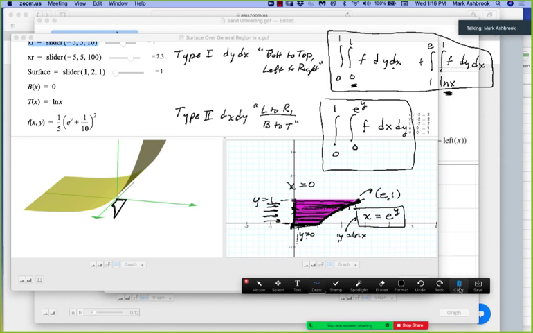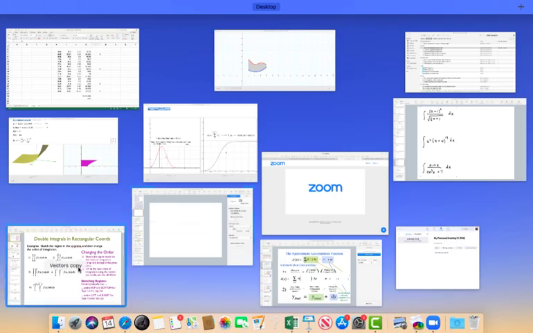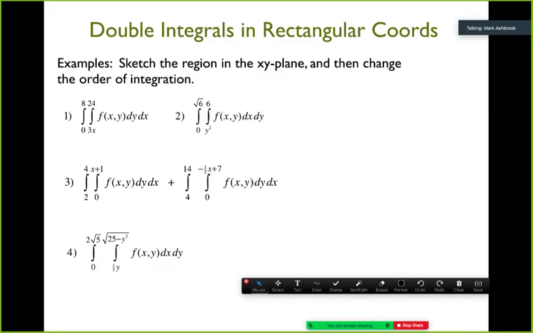Okay, awesome. All right, let's get to some more examples. So now I'm going to give you an integral, and the task is to rewrite the double integral expression in the other order. It's either going to be given as a type 1 or a type 2, and then you have to create the other one. This is called changing the order of integration, going from type 1 to type 2, or given type 2, make it a type 1.